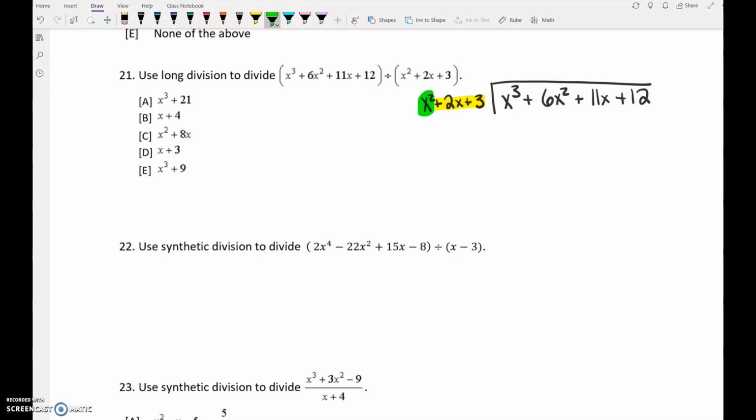All right, so x squared times what will give me x to the third? That would be another x. Once you figure out what that number is on the top, distribute that to all three of these and write it in the next line. So x times x squared is x to the third. X times 2x is 2x squared. X times 3 is 3x. We then need to subtract.